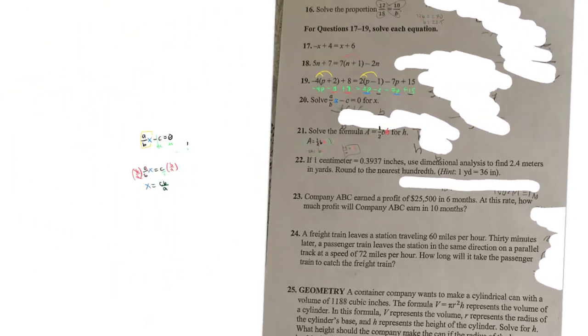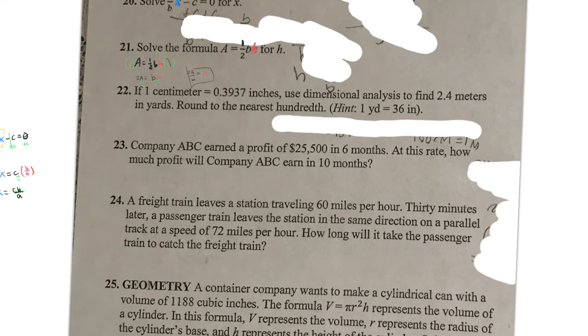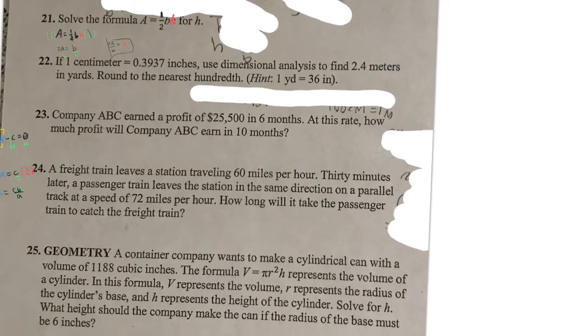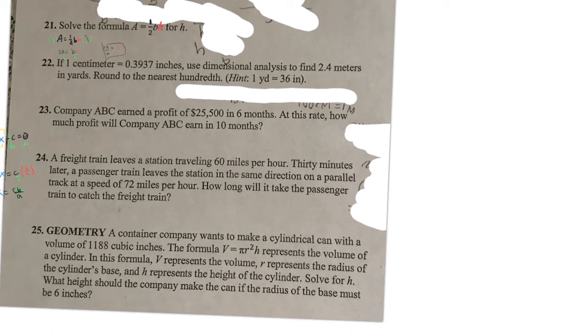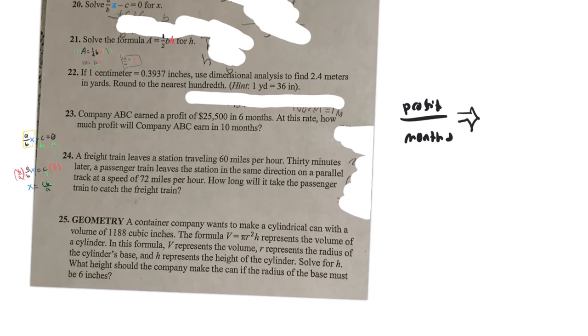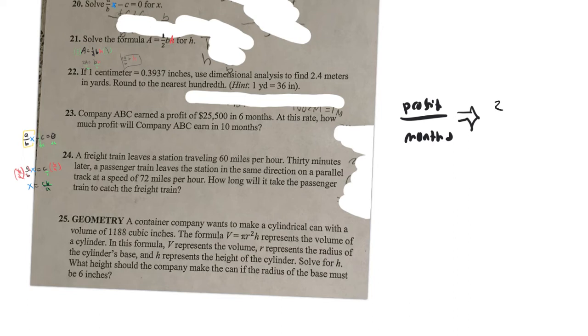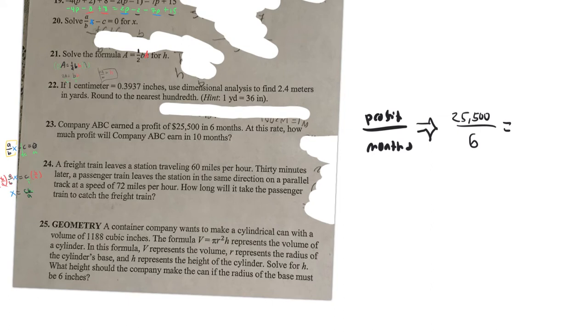All right. Looking at other things. All right, 23. Company ABC earned a profit of $25,500 in 6 months. At this rate, how much profit will company ABC earn in 10 months? So we have another proportion. It's going to be profit as it relates to months gone by. Okay, profit as it relates to months. Now, apparently, we already know that we can get a profit of 25,500 every 6 months, but then you can set that equal to how much profit in 10 months.